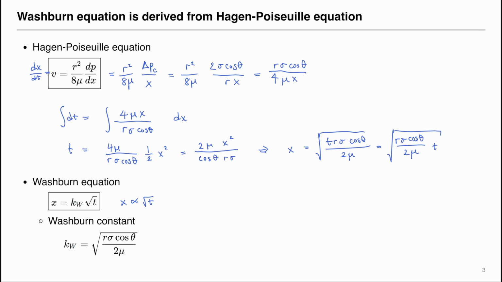And the Washburn constant is just R times sigma multiplied by cosine theta divided by 2 mu, where theta is the contact angle of the liquid and mu is the viscosity, R is the radius of the capillary, and sigma is the surface tension of the fluid.